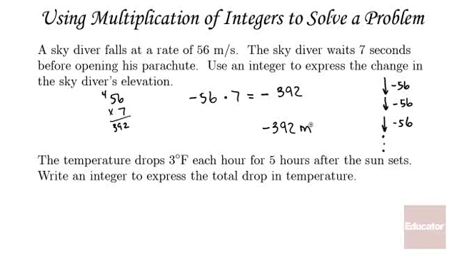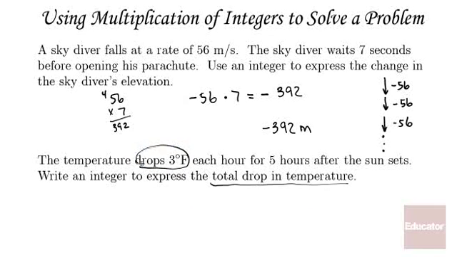Let's try an example with temperature. The temperature drops 3 degrees Fahrenheit each hour for 5 hours after the sun sets. Write an integer to express the total drop in temperature. So we're looking for the total drop. We know that each hour it goes down 3 degrees, but we want to find out where the temperature is after 5 hours. Instead of adding negative 3 5 times, let's use multiplication.